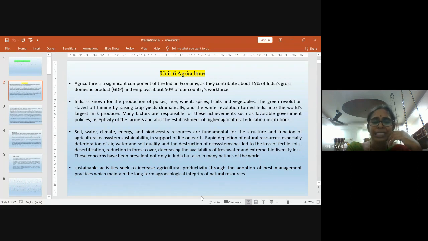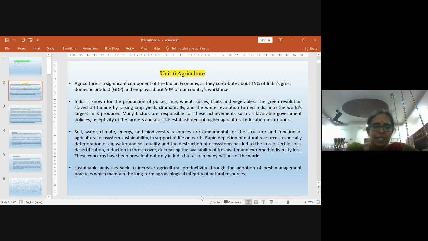The soil, water, climate, energy, and biodiversity resources are fundamental for the structure and function of agricultural ecosystem sustainability in order to support life on Earth. The rapid depletion of natural resources like water, soil, energy, and biodiversity is responsible for the deterioration of the quality of air, water, and soil, and the destruction of ecosystems has resulted in the loss of fertile soils, desertification, reduction in forest cover, decreasing availability of fresh water, and loss of biodiversity. These problems are not only seen in India, but also in many nations of the world.